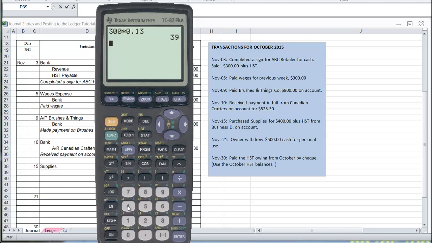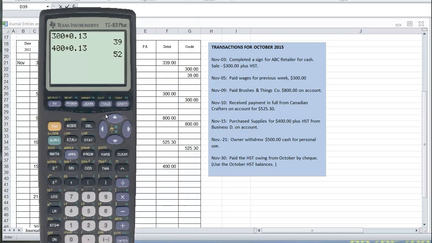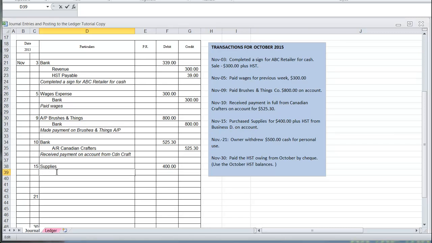So we would do $400 times 0.13. So the tax would be $52. And so we're going to pay that company $52, but this would be an account receivable for us. Sorry, an HST receivable for us of $52. Because remember, HST is a personal, not income tax, a personal tax. It's not a business tax. So when businesses pay the HST, they're going to get that money back from the government.